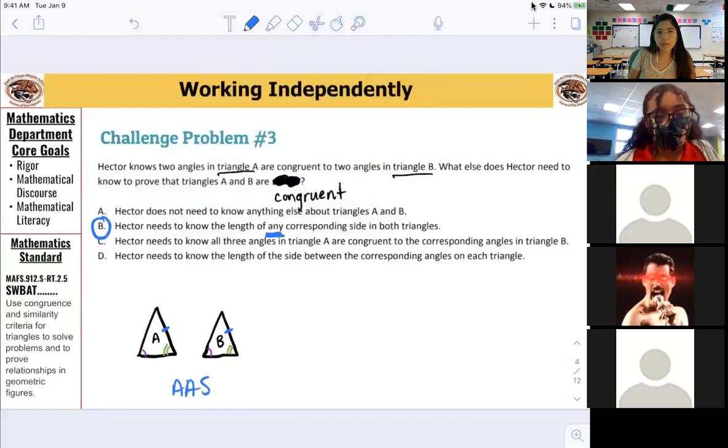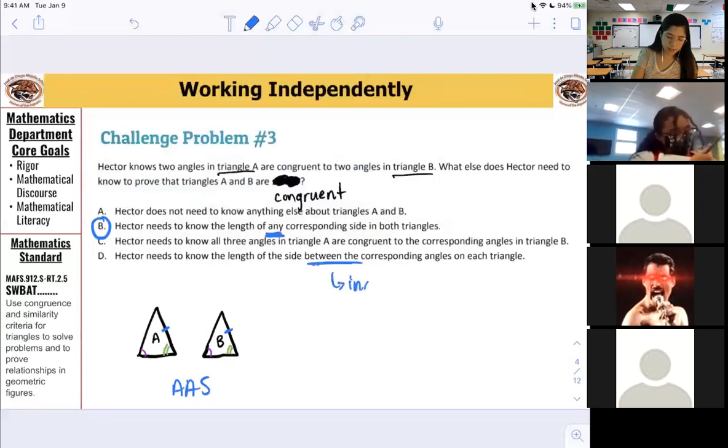A. Well, A is just wrong. C. But which of these is right but puts a limit on it? D. D, because D is telling you that he needs to know the length of the side in between the corresponding angles. This is the included side. But we already know it doesn't have to be the included side. It could be any of the three, because you could either have AAS or ASA. Both can work. So B was the correct choice.